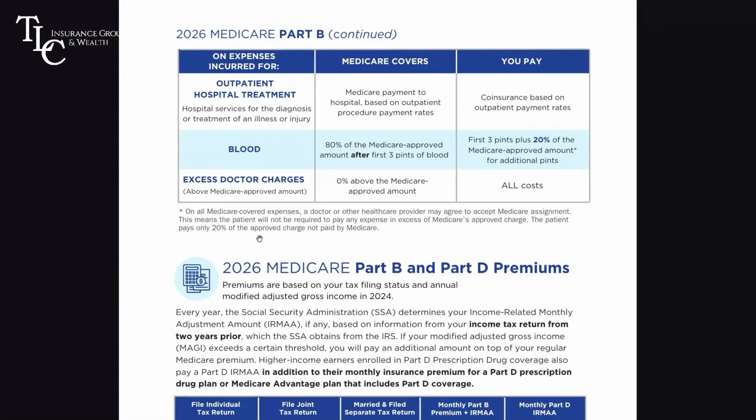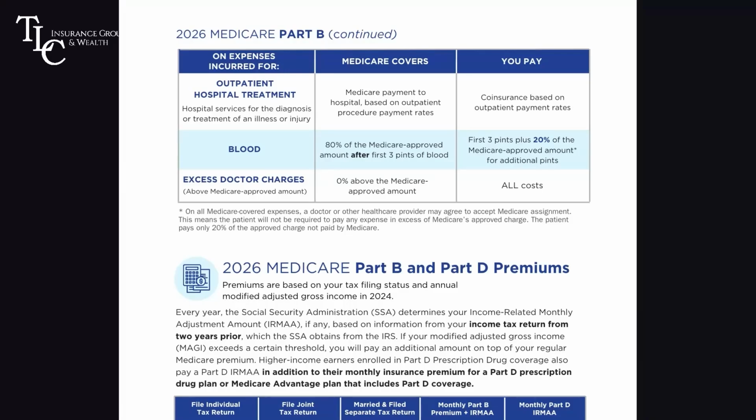Now, look at the little asterisk down here. On all Medicare covered expenses, a doctor or other healthcare provider may agree to accept Medicare assignment. This means the patient will not be required to pay any expense in excess of Medicare's approved charge. Patient pays only 20% of the approved charge not paid by Medicare.